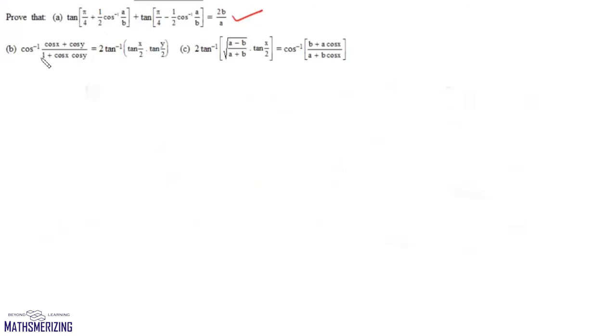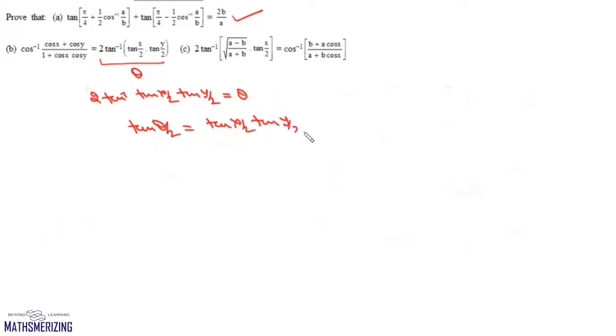Now we'll come to this part b, which is cos inverse of (cos x plus cos y) upon (1 plus cos x cos y), and we need to prove that it is equal to 2 tan inverse of tan x by 2 into tan y by 2. So what we'll do is, we'll take this as theta. So we'll get 2 tan inverse of tan x by 2 into tan y by 2 as theta. So we'll take this 2 here. We can write tan theta by 2 as equal to tan x by 2 into tan y by 2.